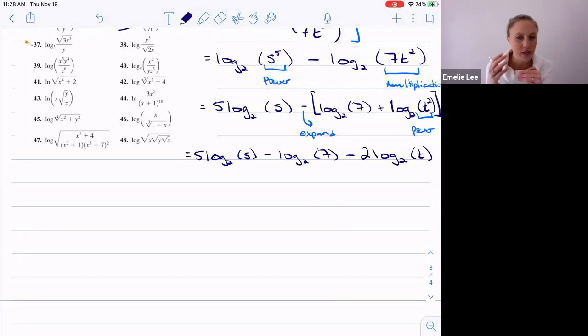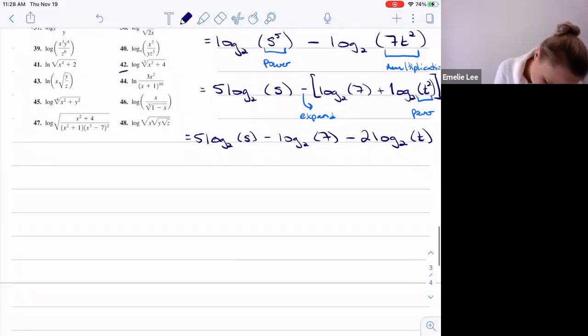Okay. So you typically have to do multiple steps, right? And keep in mind exponent laws, so something like the third root of x squared plus 4 is the same as x squared plus 4 to the power of 1 over 3, right? So now I've got a power inside. I want to do one more, let's do 42.